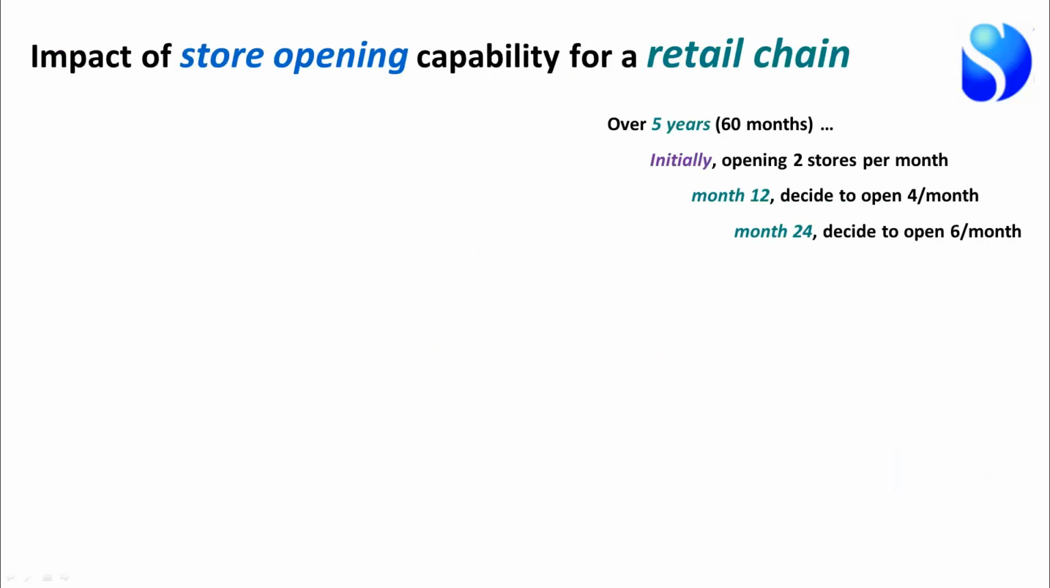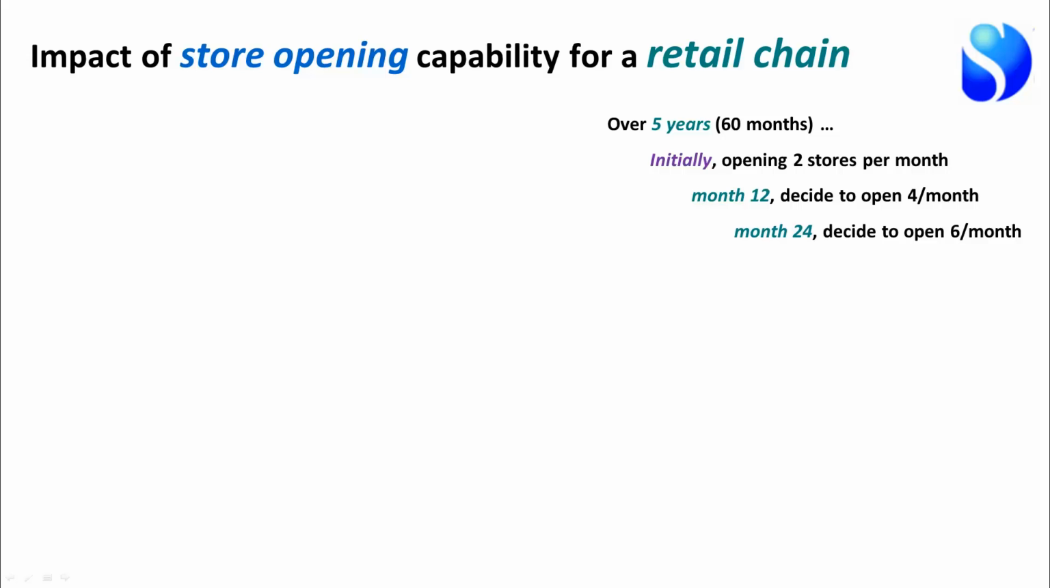So we're going to look at how this business develops over 5 years. We're looking at 60 months of elapsed time. And initially, the company is opening 2 new stores per month. After month 12, management says things are going really well, so we're going to increase our store opening rate still further to 4 stores per month. And after a further 12 months, things are going even better, and they decide to increase the store opening rate yet again to 6 stores a month.